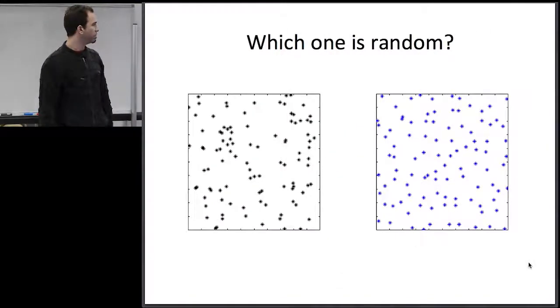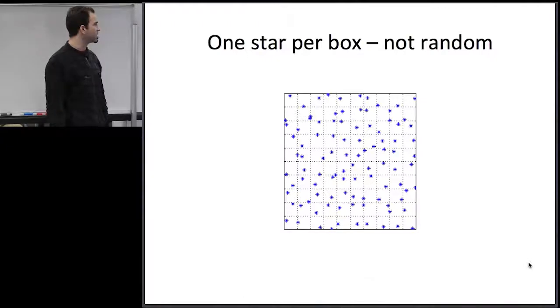Okay, which one is random? Or which one is more random? The left one. Why? You guys are good. Most people say the right one. In fact, the right one is not random. There's randomness in it, but what they've actually done is split the square into little boxes and put one star in a random position in each box.